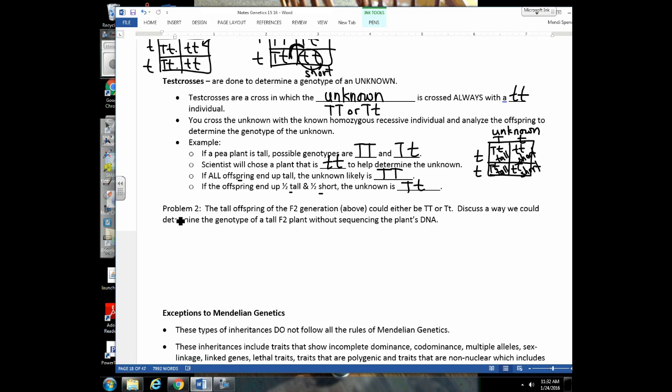So if you see a problem like we have here in problem 2, and it says that we have an unknown, discuss a way we could determine the genotype of a tall F2 plant without sequencing the plant's DNA, then you have to know we're going to do a test cross. But just saying that we're going to do a test cross is not going to be sufficient to get you enough points on the short answer. You need to explain that we're going to take this unknown and we're going to cross it with a homozygous recessive individual. We're going to take a look at the offspring, look at the phenotypes that arise in that generation, and help us determine whether the parent was homozygous or if they're heterozygous for tall.